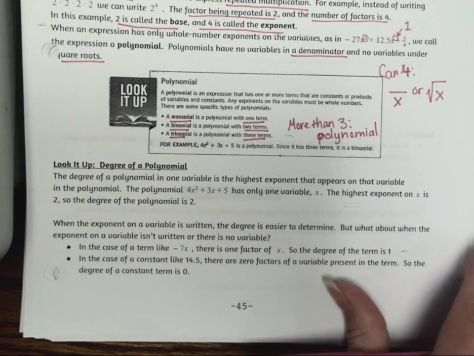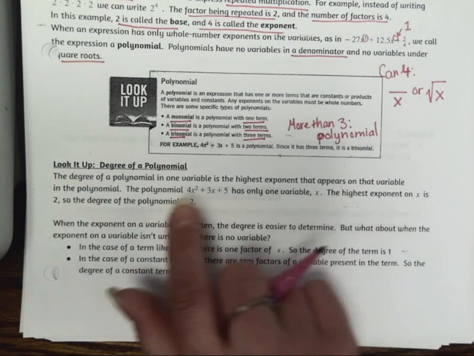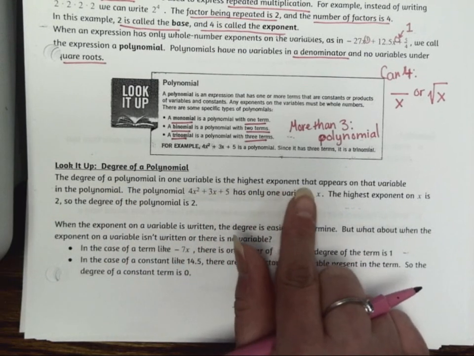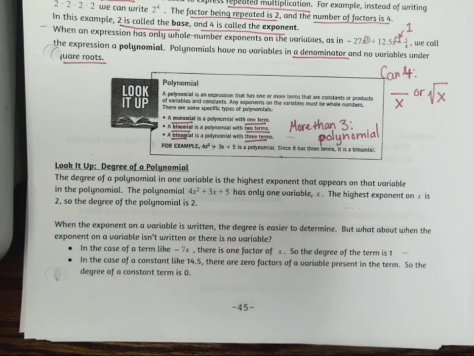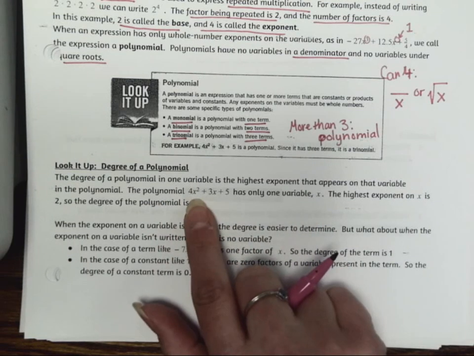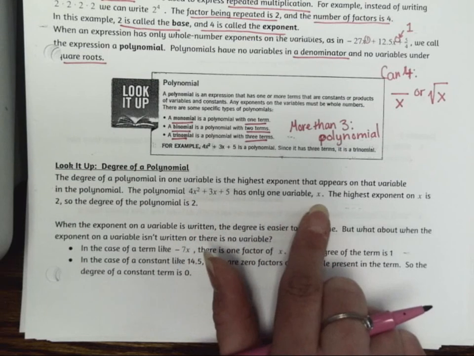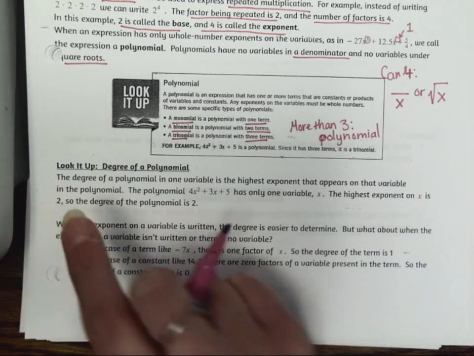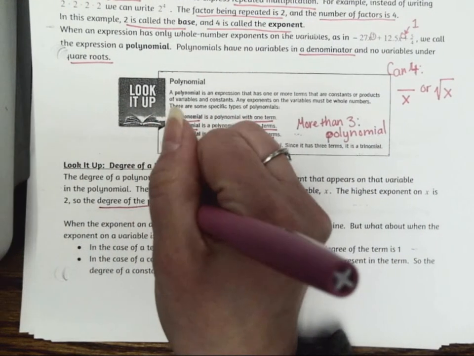Okay, our last real definition that we have, I know there's lots of definitions for today, is the degree of a polynomial. The degree of a polynomial in one variable is the highest exponent that appears on that variable in the polynomial. So it's whatever your highest exponent is. In the polynomial 4x squared plus 3x plus 5, there's only one variable, which is x, and the highest exponent on x is 2. That is the largest exponent we see. So this one has a degree of 2.